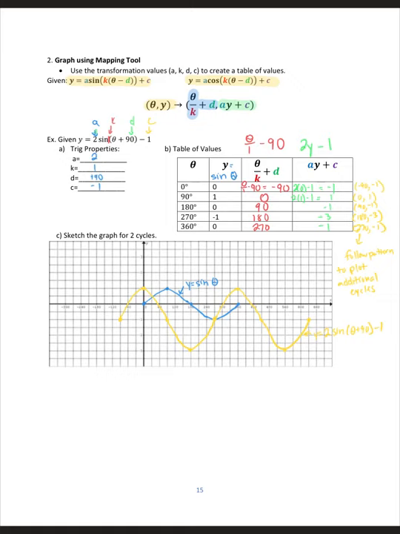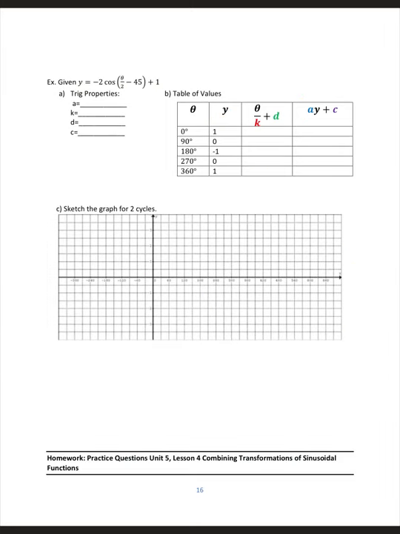Okay, let's try one more. I'm going to pause the video here. Actually, before I pause it, let's make sure we factor it out correctly. Because remember, you need to have whatever's in the bracket be factored out. So if we factor that out, we're going to have negative 2 cos, and we're going to factor out a 1/2 so that we don't have a coefficient on theta. But when we factor 1/2 out of 45, that's going to become 90. Remember, we do 45 divided by 1/2.